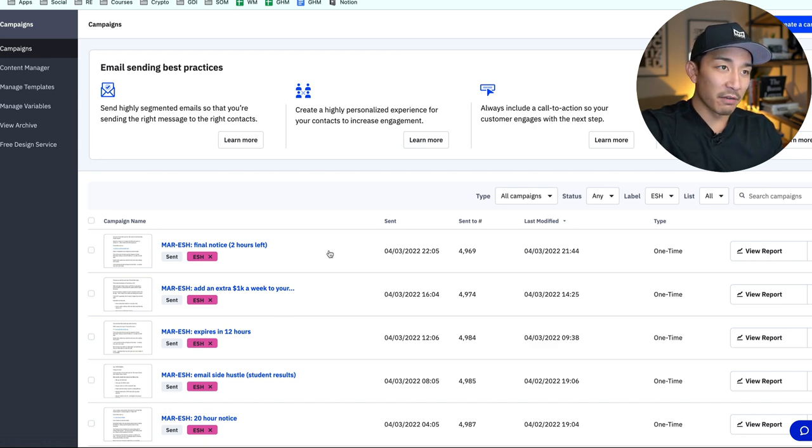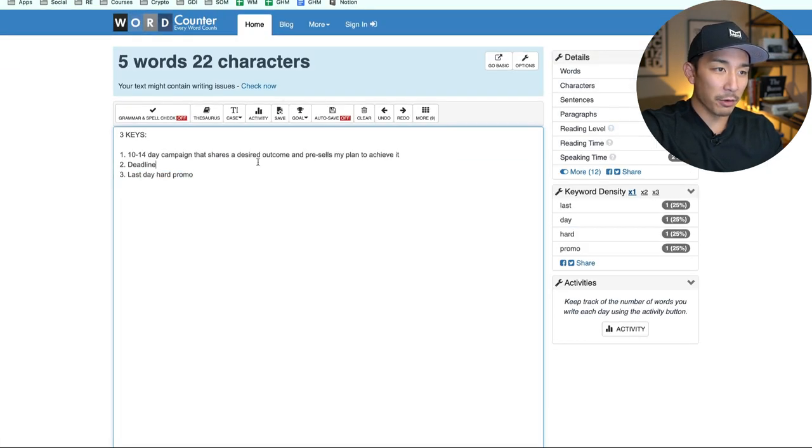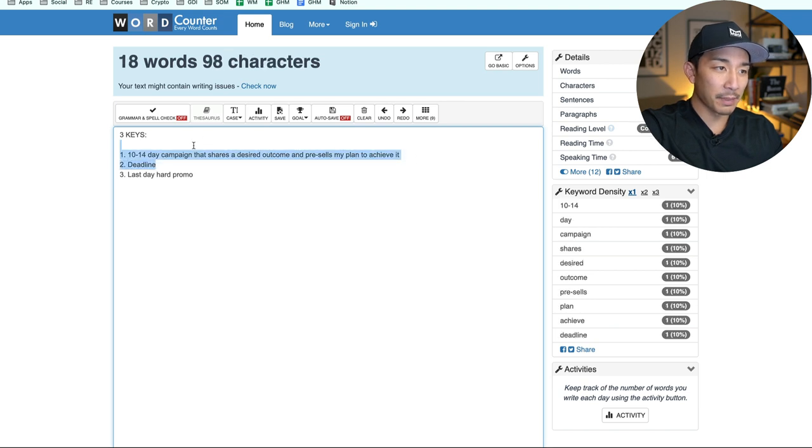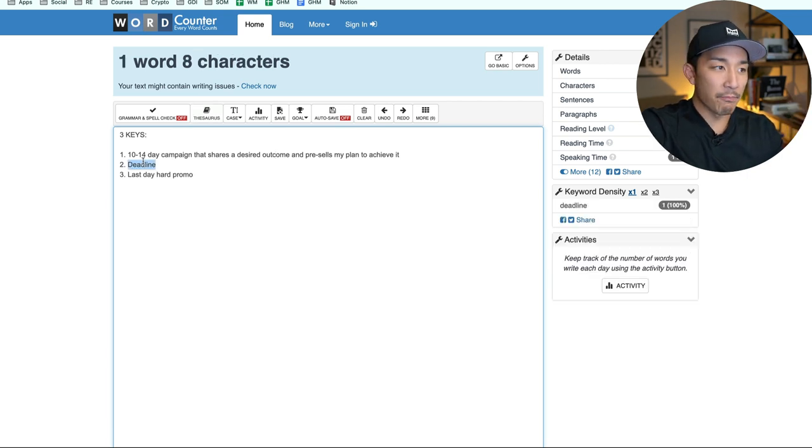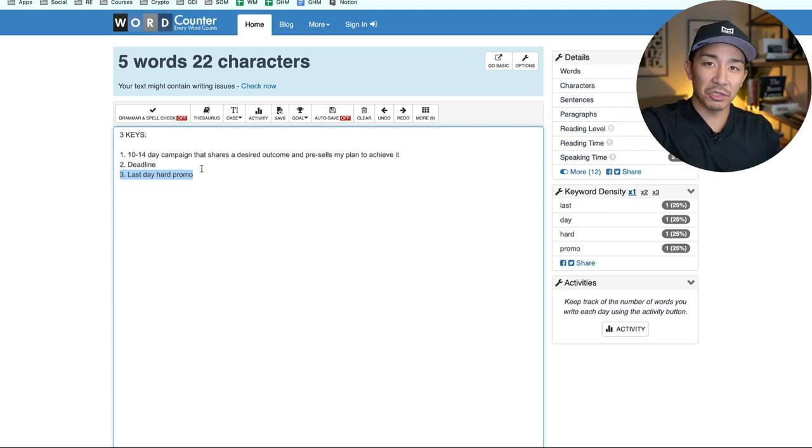And it's because of these 3 keys here, right? I spent 13 days pre-selling my plan and how I'm going to help people achieve a desired outcome. I had a deadline, a reason to act by a certain time. And I had a hard promotion, a hard push on that last day, as you just saw.